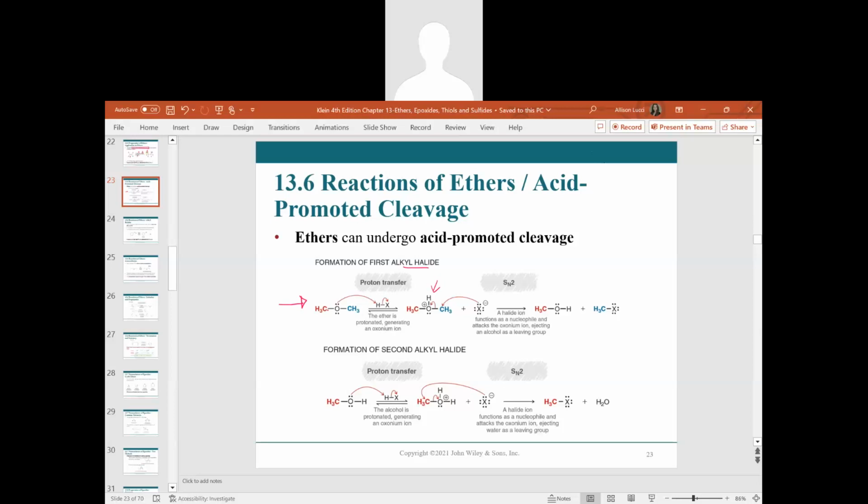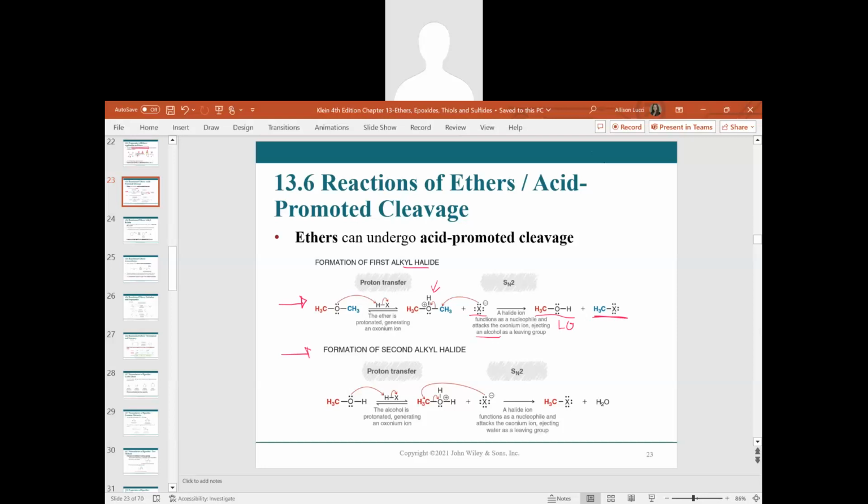What then happens is the halide ion that is released in that first proton transfer acts as a nucleophile and then attacks this oxonium ion and ejects an alcohol as a leaving group. So this is our leaving group here, and this is our first alkyl halide that has formed.